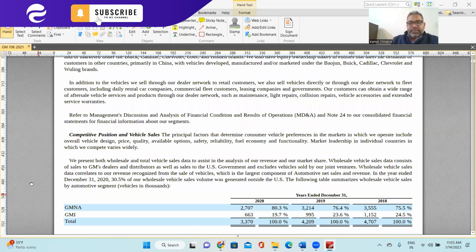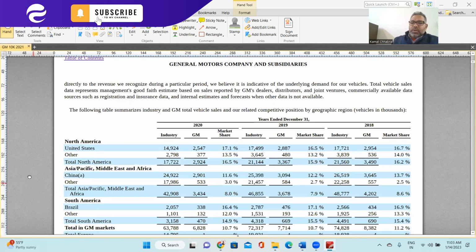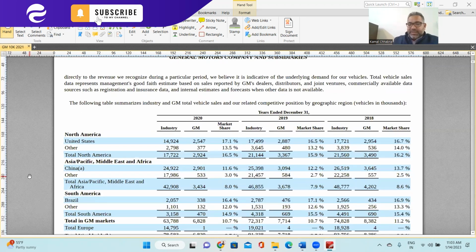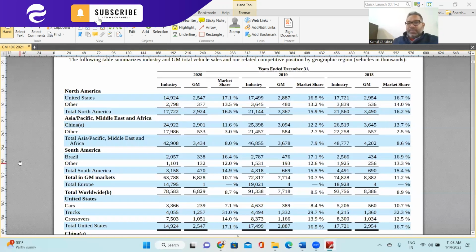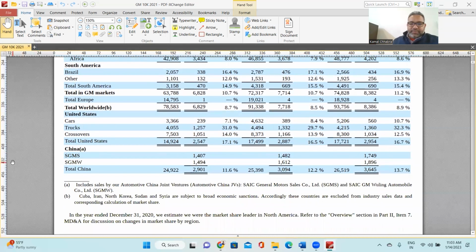But the most important thing for us as accountants would be the accounting part. I'll show you that also. So all this information, as a CPA, if you are working in an organization, you need to prepare. So you should be aware of this. What you see here is the segment reporting, basically. So if you see, they have industry and General Motors market share comparison. And if you see on the left-hand side, how much they are doing in North America, how much in Asia Pacific, how much in South America, and how much is the total worldwide, right?